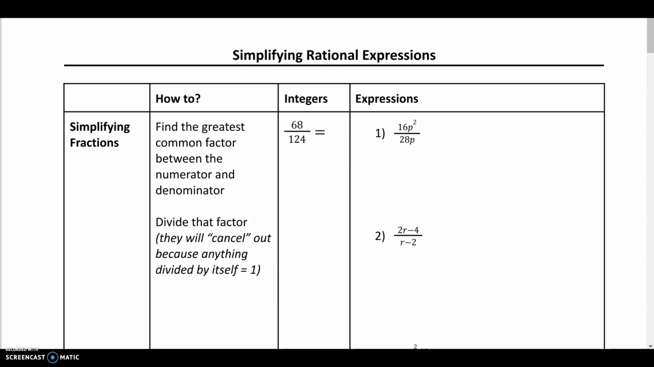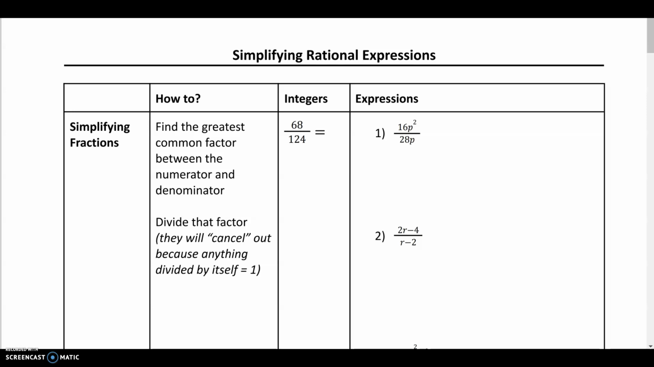We're going to start with simplifying, and I think the easiest way to learn how to simplify a rational expression is by reviewing how to simplify a regular fraction with just numbers. And that's what you have in this column here, a regular fraction, 68 over 124. How do you simplify this to put it in its simplest form? That's our first objective. Okay.